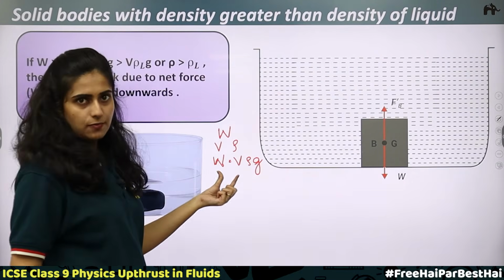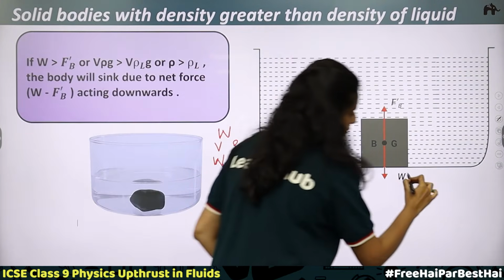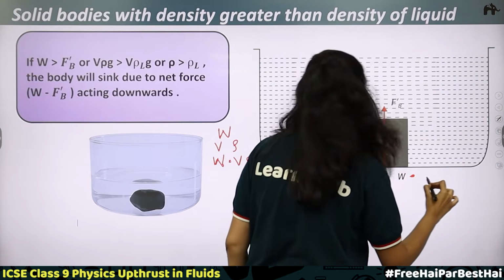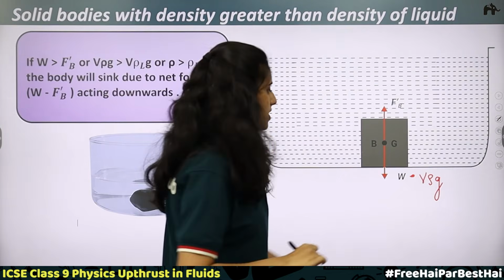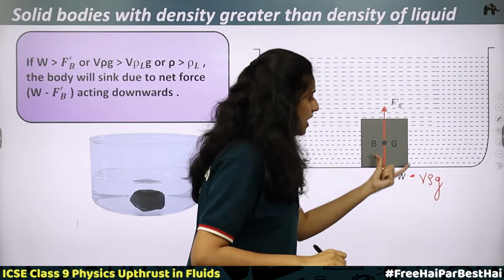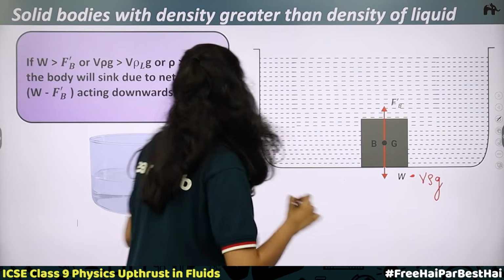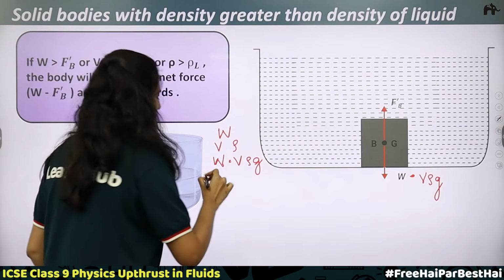So this is the weight. Weight is acting downwards. The force which is acting downwards will be equal to V rho g, where rho is the density of the object and V is the volume of the object. Now there is an upward force, upthrust.